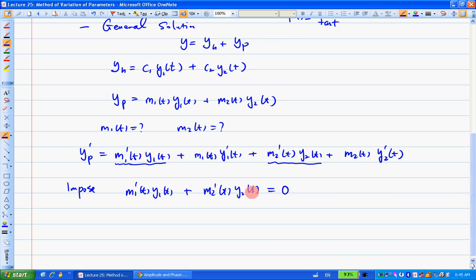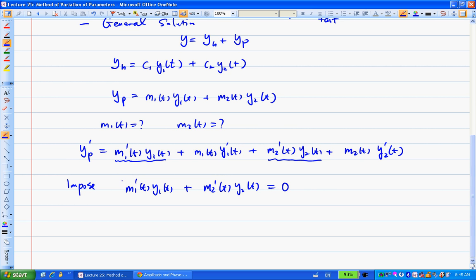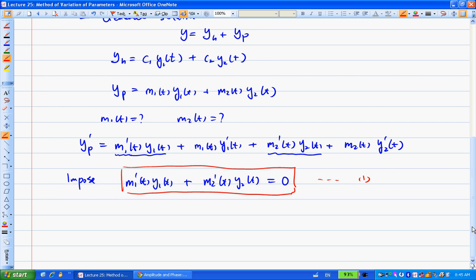And unfortunately, this is not going to work. So I'm going to impose this one here to be 0, which means I actually have one equation over here now. We're going to make use of this one. Let's call this equation number 1. If I impose this now, the yp prime will be much simpler. So the yp prime would just become this term plus this term.